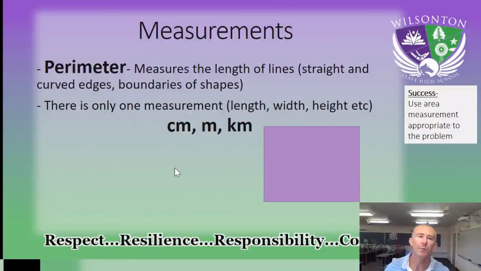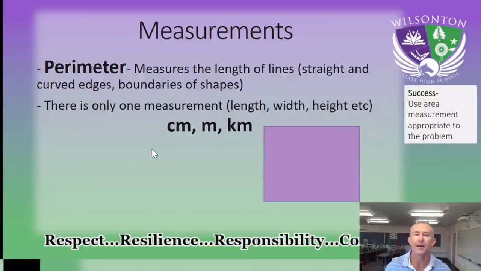Okay, when we're measuring perimeter, we're measuring the length of lines. So that can be the straight or the curved edge, the boundaries of shapes. So on the slide here, we'd be measuring around the outside of that square. But it's only one length. You're either measuring the width or the length or the height. So there's only one measurement. You're adding up all the measurements, one measurement at a time. So the way we write perimeter is in centimetres, metres, kilometres, left out millimetres there. So that's how we measure perimeter.